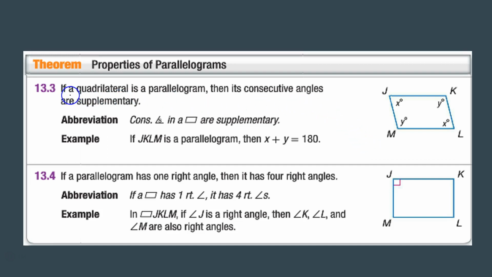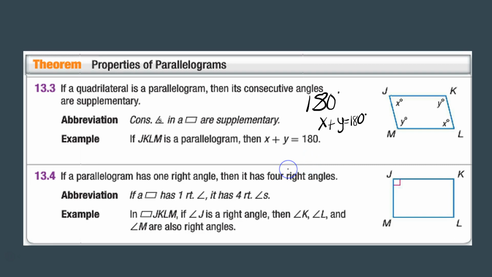Alright, so then if a quadrilateral is a parallelogram, then its consecutive angles are supplementary. Remember supplementary? We have an S. The S can become an 8. It's 180 degrees. So here we're saying our consecutive angles, which are X and Y, if we add them up, they should equal 180 degrees.